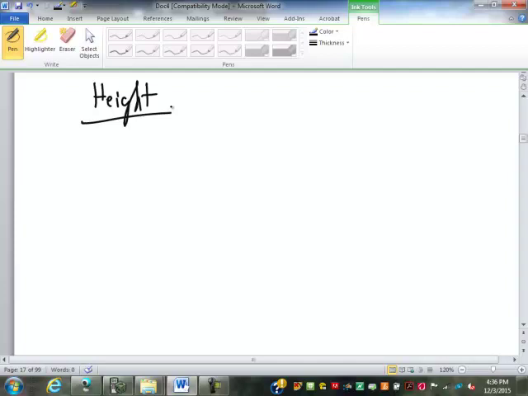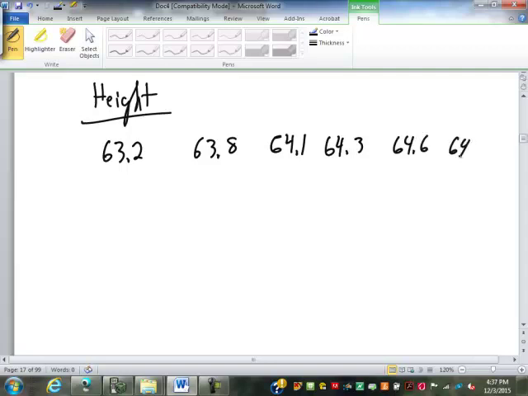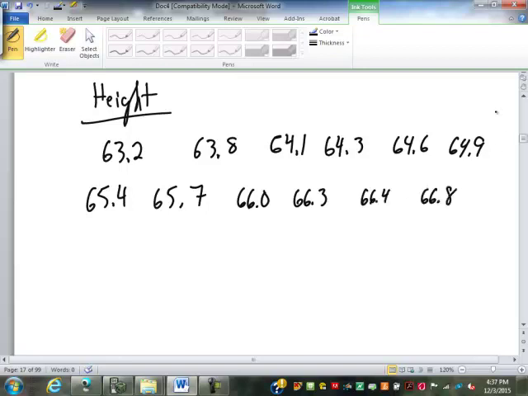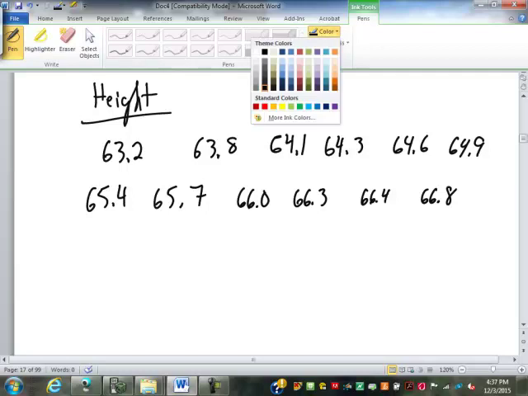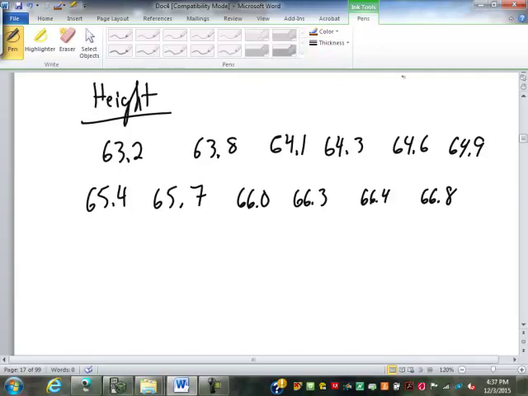Let's say height. I'm just going to list out a few heights here. Let's say we have people listed at 63.2 inches, 63.8, 64.1, 64.3, 64.6, 64.9, 65.4, 65.7, 66.0, 66.3, 66.4, 66.8, and so on. We keep going up. There is no way we can list every possible value.